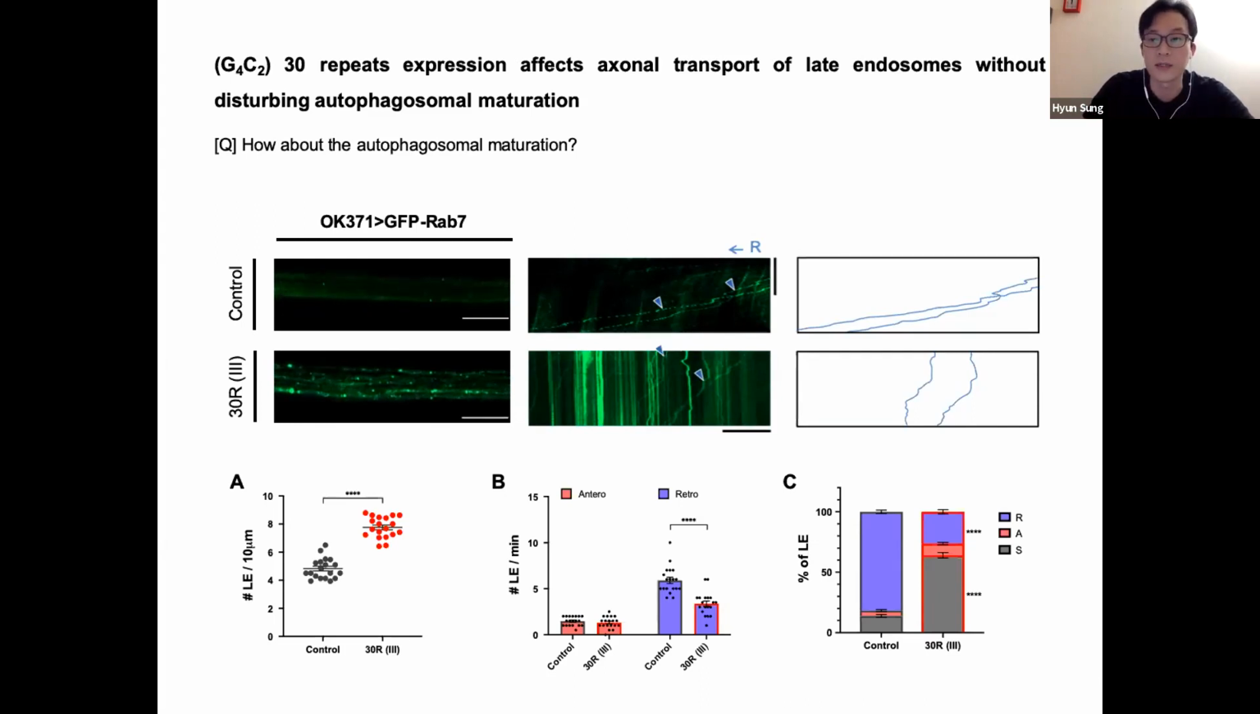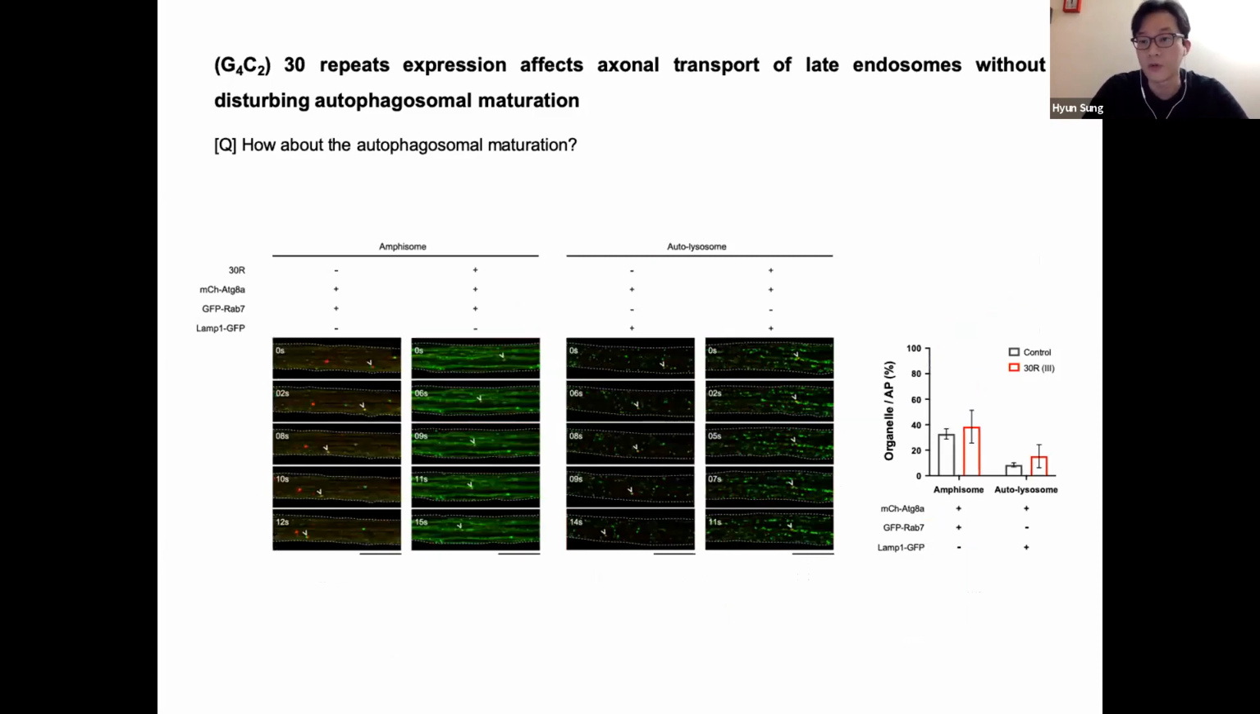So we wanted to check the late endosomal axonal transport by using GFP-Rab7. We see an increased number of axonal late endosomes and disrupted axonal transport of this organelle. But very interestingly, the fusion process of autophagosomes is still preserved. Not only the fusion with the late endosome, but also fusion with the lysosome, even under the expression of the G4C2 repeats, we can still see a very nice fusion process.